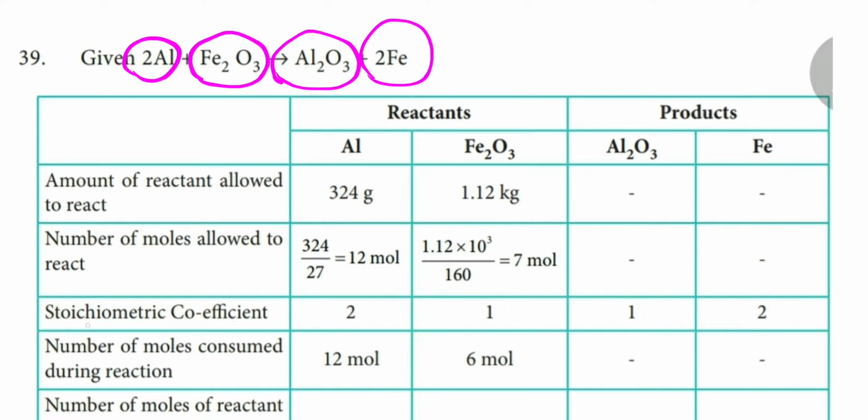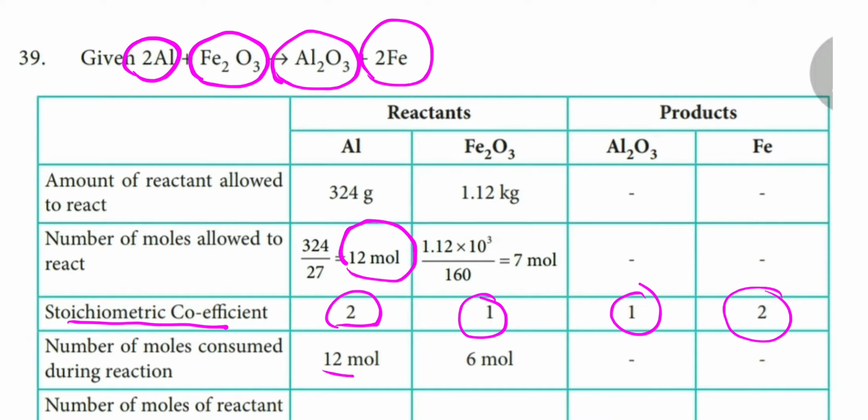அப்போது அதைத்தான் கீழே எழுதியிருக்கான் ஸ்டாய்கோமெட்ரிக் கோஎஃபிஷியன்ட் போட்டு. அப்போ 2 mole ஆஃப் அலுமினியம், 1 mole ஆஃப் ஃபெரிக் ஆக்சைடு, 1 mole ஆஃப் அலுமினியம் ஆக்சைடு அண்ட் 2 moles ஆஃப் அயன் அப்படின்னு கொடுத்துருக்கான். ஓகே, ஸோ நம்பர் ஆஃப் மோல்ஸ் கன்சியூம்டு டியூரிங் த ரியாக்ஷன் எவ்வளோ அப்படின்னு பார்த்தீங்கன்னா அப்போ 2 moles ஆஃப் அலுமினியம். ஸோ அலுமினியம் எவ்வளோ 12 moles. அது அப்படியே நான் 2 moles எடுத்துக்கிட்டேன். ஓகே, அப்போது அது 2xன்னு சொல்லலாம்.